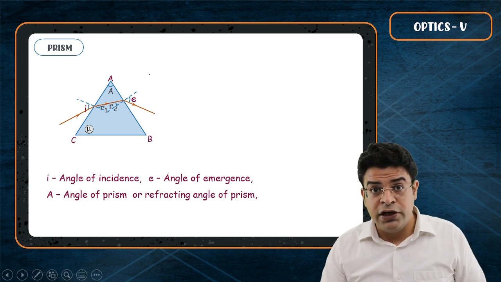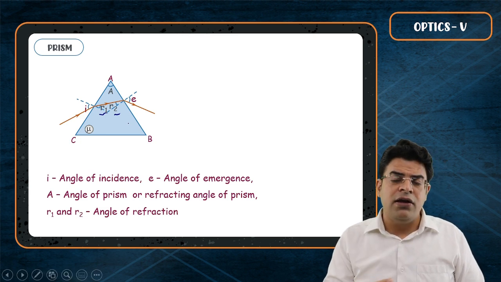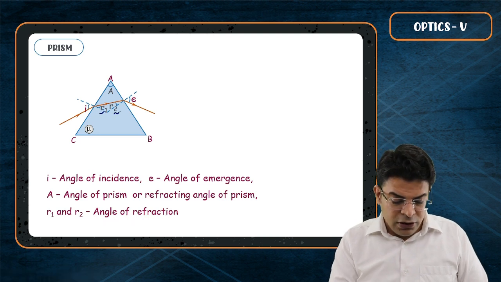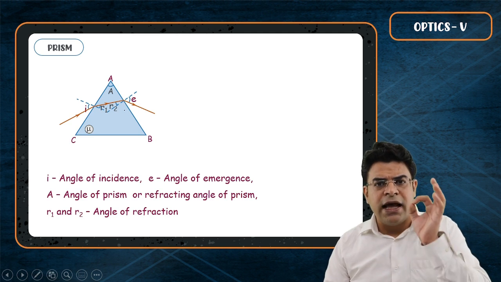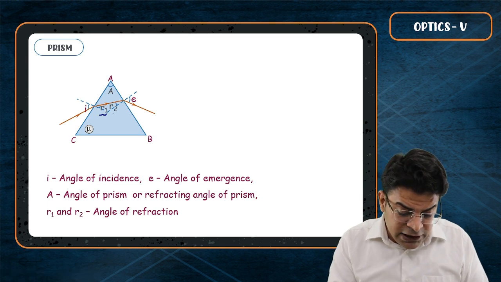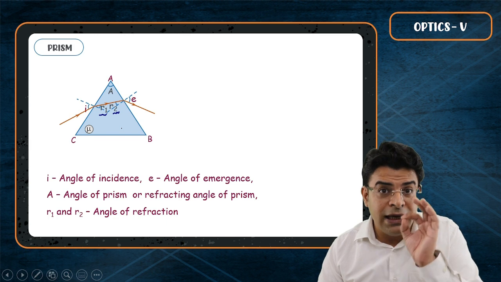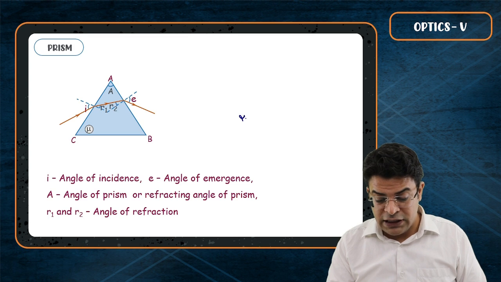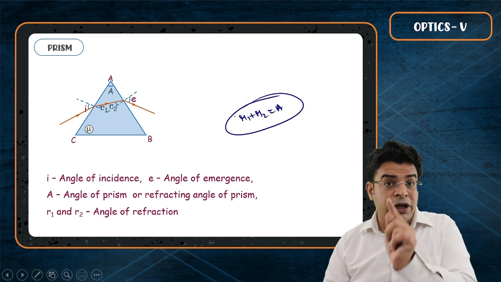The next thing we need to talk about is what is R1 and R2. So R1 and R2 are the internal angles of refraction. So this is standard terminology. There are two important things that every child should know in prism. The first thing is that the sum of these two internal angles of refraction is equal to the apex angle. So the first thing that everyone should know is R1 plus R2 equals A. R1 plus R2 equals A.